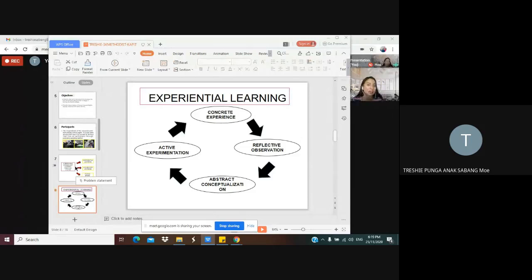And from there, there will be active experimentation whereby the teacher will correct them, will help them in order to learn the correct one. For example, how to spell book rather than B-O-K. Maybe the teacher will tell them B-O-O-K is the right spelling. And after that, they will apply the correct one again to the concrete experience once again, whereby they learn the new and correct.